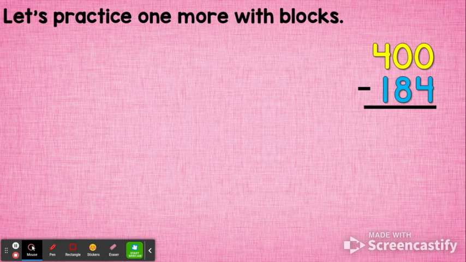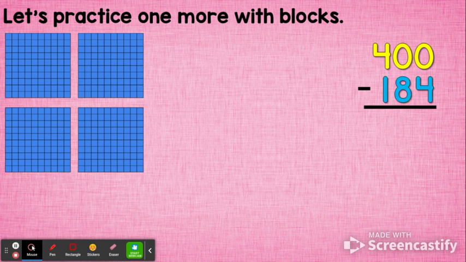All right, let's practice one more with blocks. We'll go a little bit faster. Ooh, we've got 400 and we're taking away 184. So now we're subtracting across zeros. So friends, I want you to pay close attention to this because every year I have friends that have a hard time with this and it can be kind of confusing. So make sure that you're paying attention, okay?